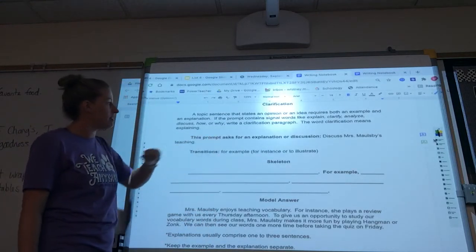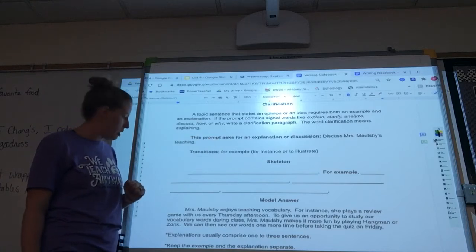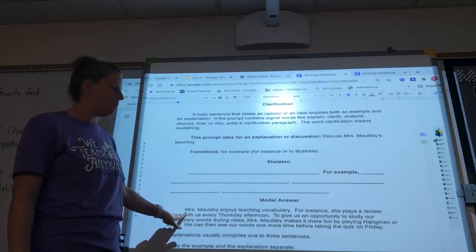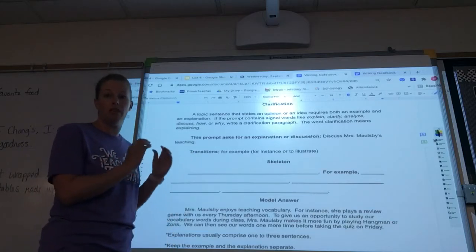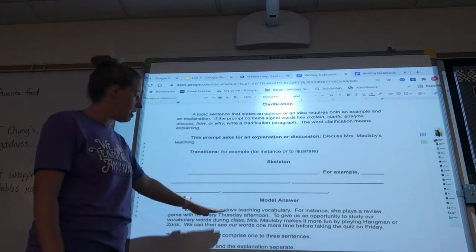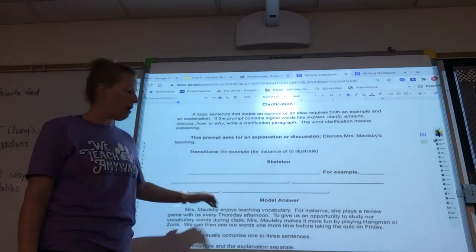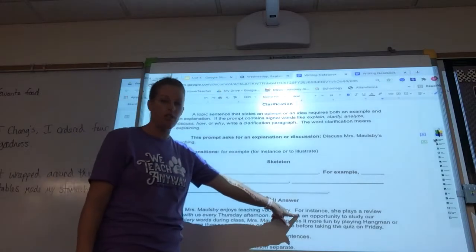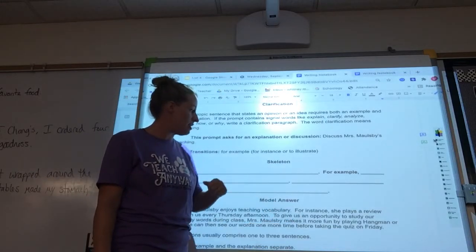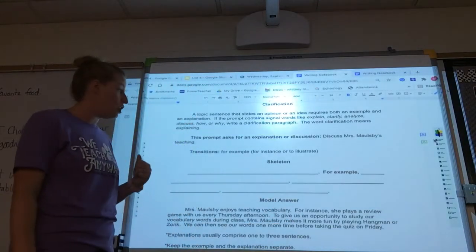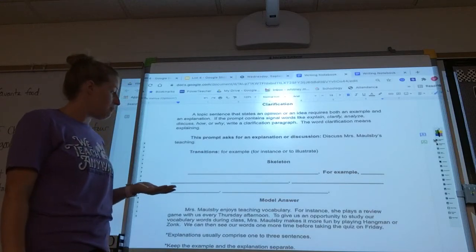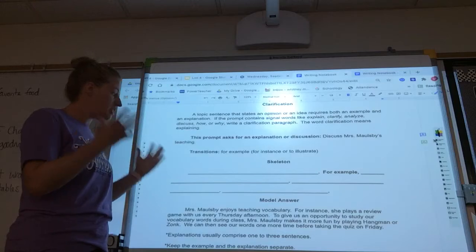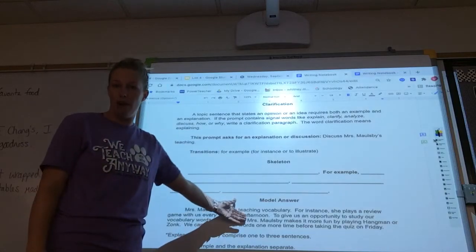If you want to look at the model answer, indent, perfect. Our prompt was discuss Mrs. Malsby's teaching, so here we go. Our topic sentence: Mrs. Malsby enjoys teaching vocabulary. So I chose a specific part of Mrs. Malsby's teaching, and I'm going to focus on vocabulary. We now go to an example sentence. We must have our transition first. I chose, for instance, comma, and then I gave my example. She plays a review game with us every Thursday afternoon, period. That is my example of a time that I teach vocabulary.